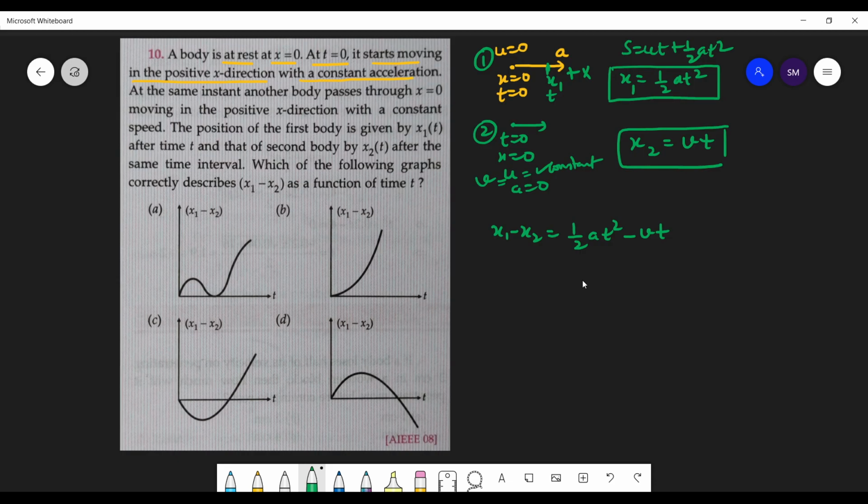Okay. Now instead of this, let us write it as y. This is also at y-axis, so we can write it as y. So y is equal to half at square minus vt. Okay. Now let us find out. See, the first test that you can do is maxima or minima, right?